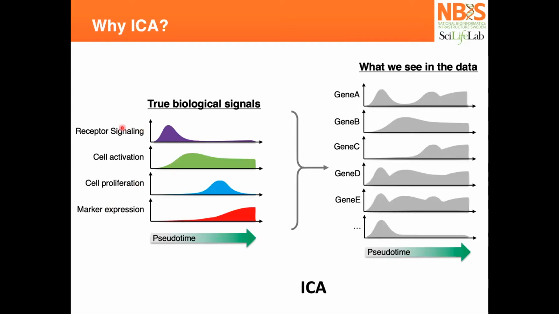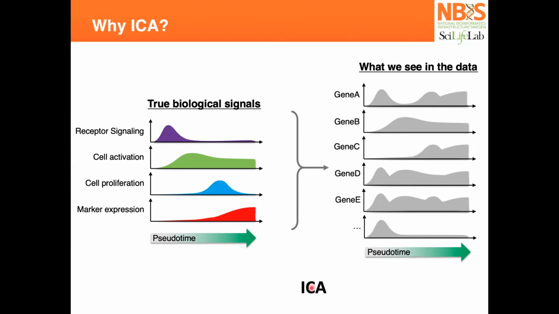The idea of ICA is that imagine that you have your true biological signals from this pseudo-time perspective of cell differentiation, and there are several processes that are ongoing in the cell that we actually don't see. For example, receptor signaling when you have the activation, and then the start of the cell activation per se, and then cell proliferation, and then expression of differentiation markers. So these are four processes that go on in the cell that we usually don't really see per se, because what we actually see in the data is the gene expression A, B, C, and they are quite mixed profiles, and they start at different time points.